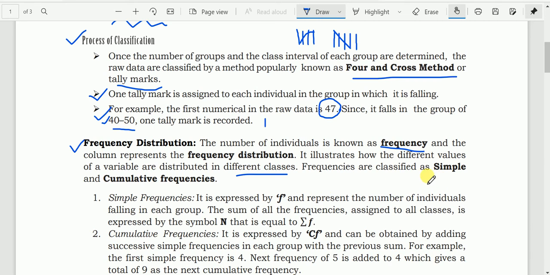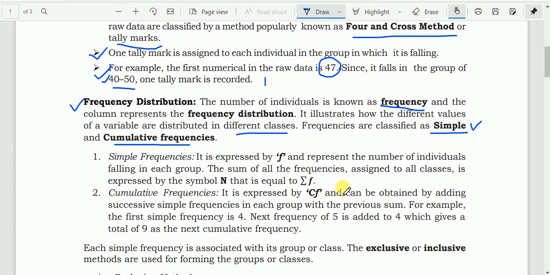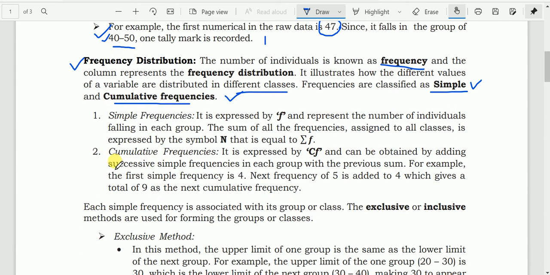And the frequencies are classified as simple and cumulative. That means we have two types of frequency distribution. The first one is simple frequencies, the second one is cumulative frequencies. So what do you mean by simple frequencies? Simple frequency is expressed by f, and represents the number of individuals falling in each group.